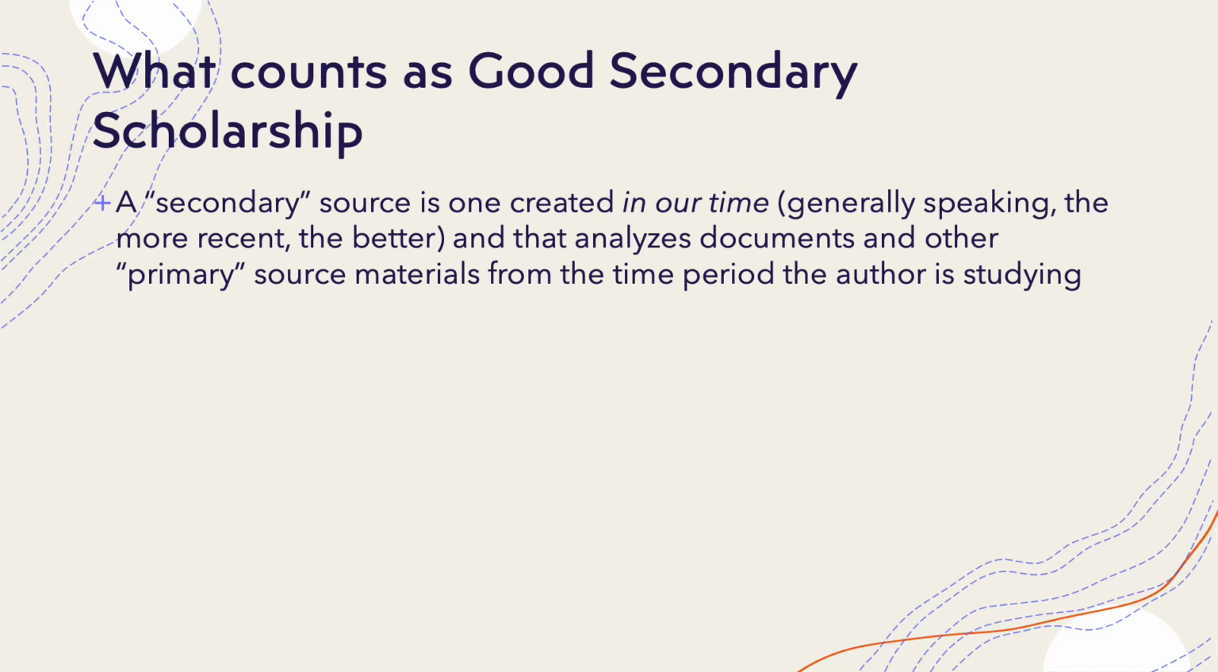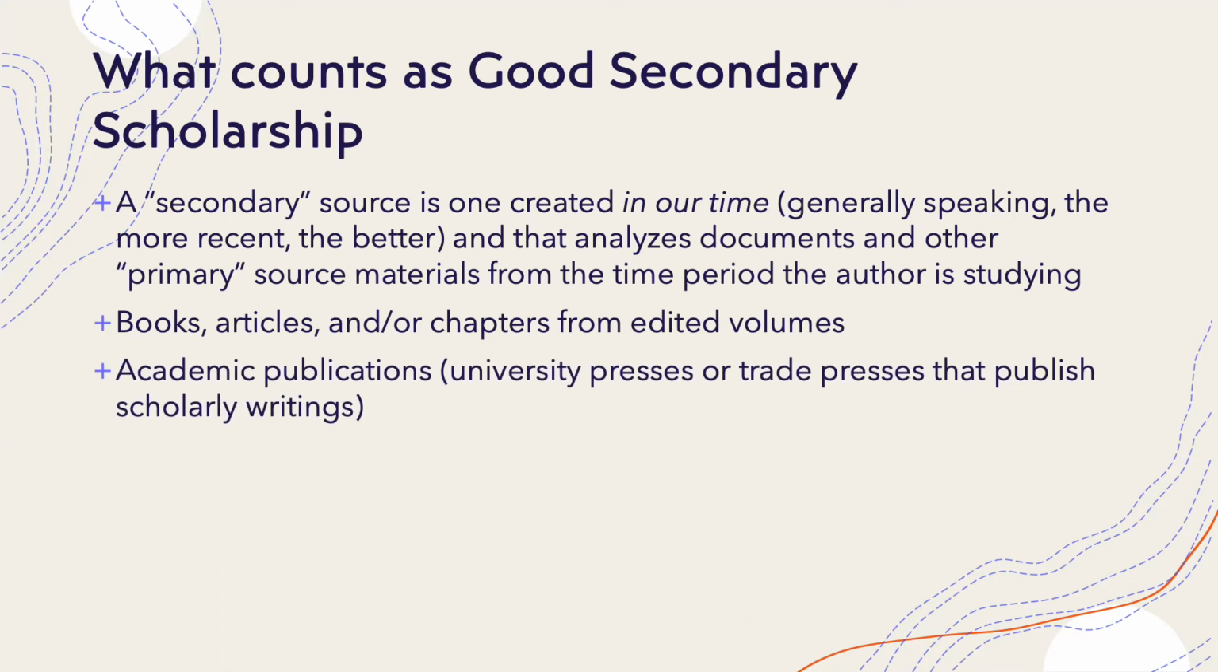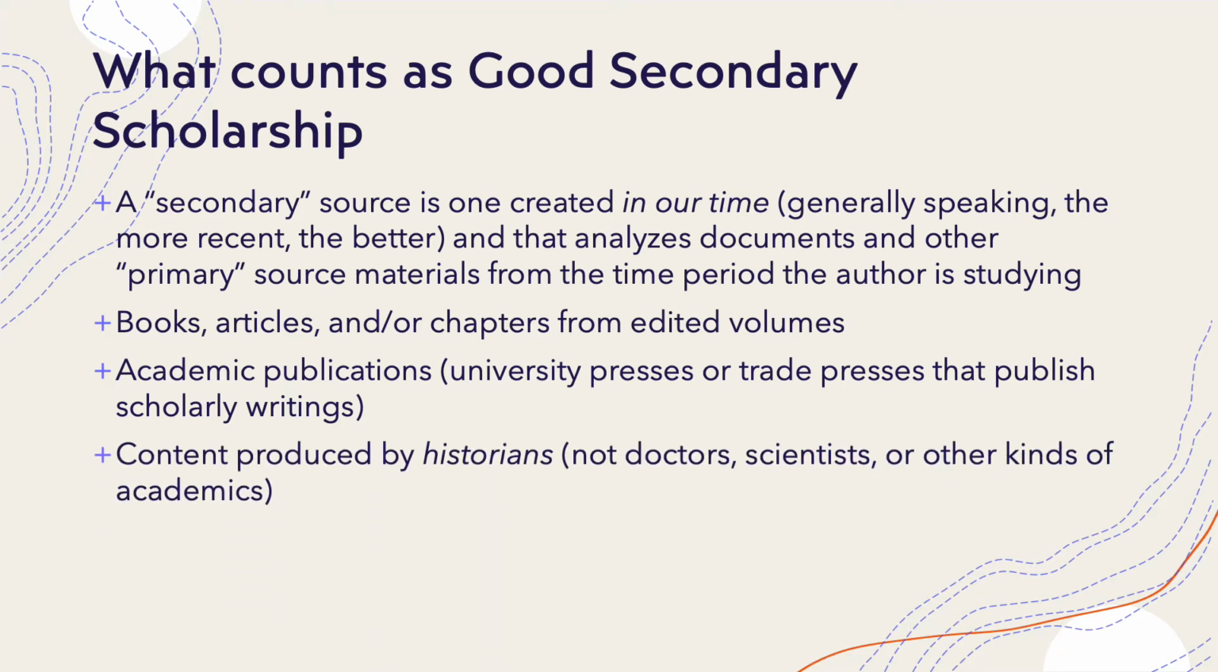So you'll need to find secondary sources for this part of your project, that is, scholarly writings in which the author analyzes primary source materials from the time period that they are studying. That could include things like books, journal articles, and chapters from edited volumes. When you find secondary sources, you want to make sure that you are using academic writings. Typically, those are published either by university presses or trade presses that publish scholarly writings.